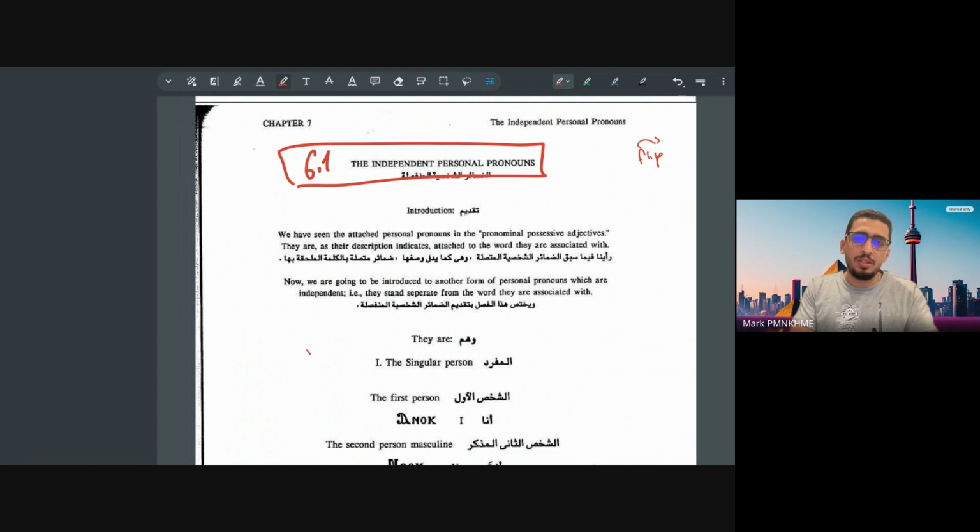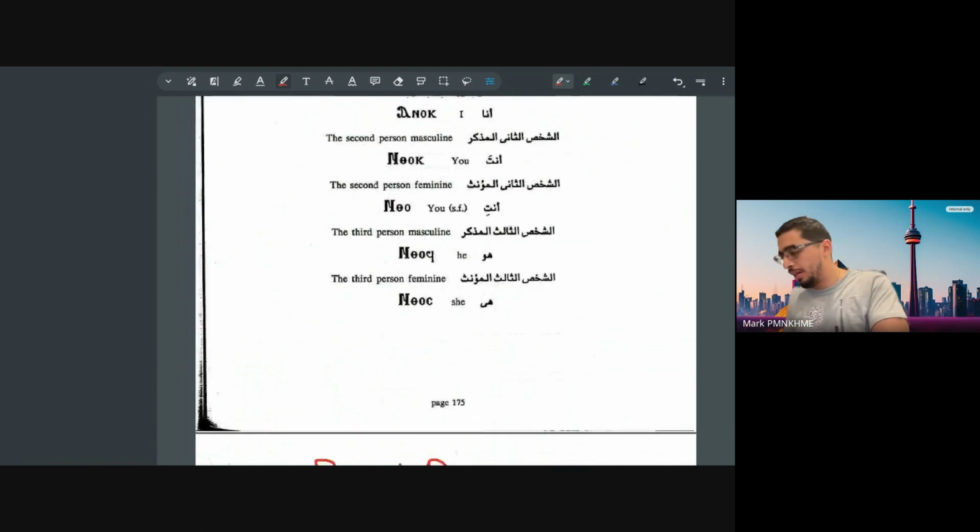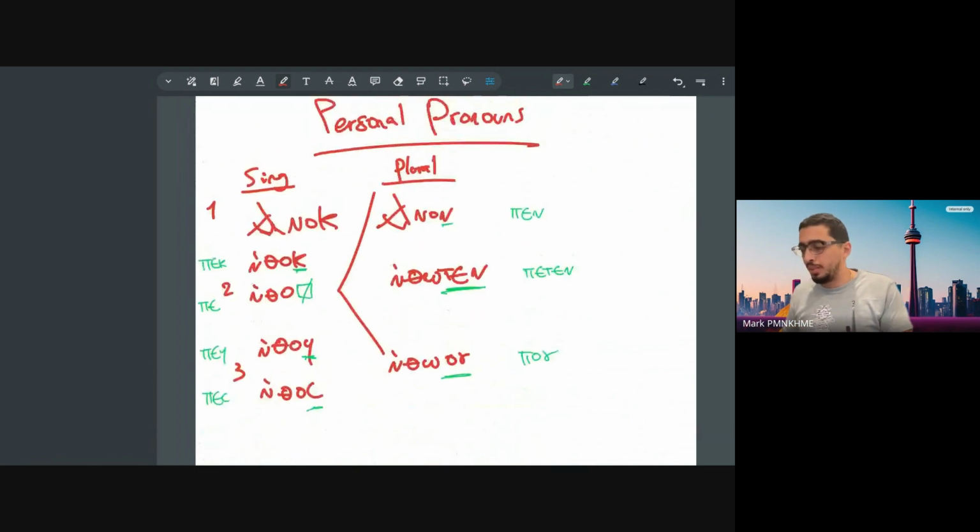Just a word that means I, you, he, she. And this is what it's like in Coptic. You will notice that it has very similar endings to what we've seen so far.